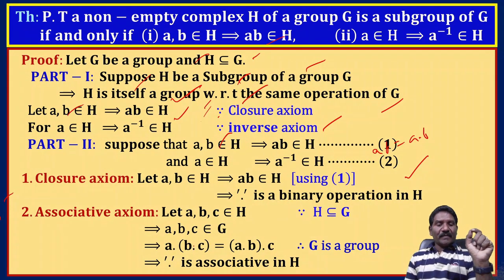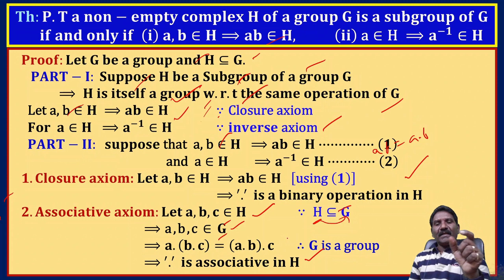Second one, associative. Let A, B, C belong to H. Take three elements in H. A, B, C belongs to H gives A, B, C belongs to G, since H is a complex. Complex means a subset. H is a subset of G. By definition of subset, all the elements in H are the elements in G. So A, B, C belongs to H gives A, B, C belongs to G. Since G is a group, given condition, G satisfies associative. That is, (A dot B) dot C is equal to A dot (B dot C). That gives dot is associative in H. All the elements in H are the elements in G, where G is a group satisfying the associative property.